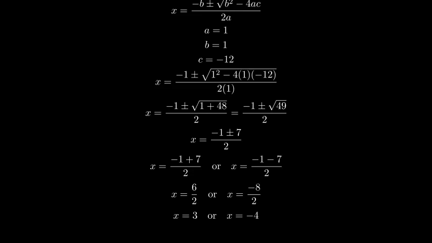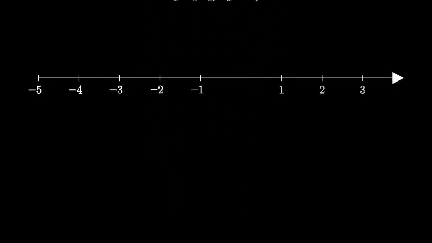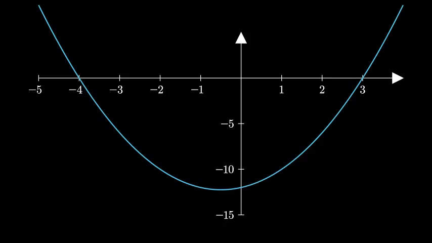Let's visualize these solutions on a graph. Here's the parabola representing our quadratic equation. The x-intercepts at x = −4 and x = 3 are the zeros of our equation, which are the solutions we found using both methods.